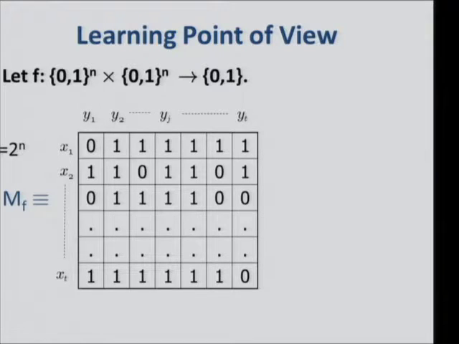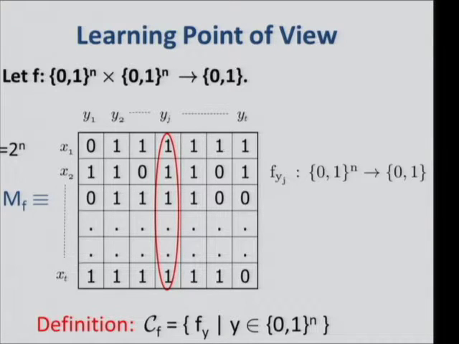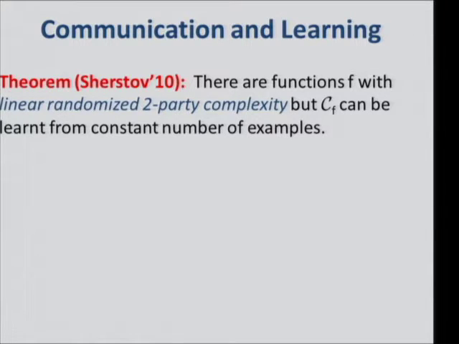Now, how is this relevant for our situation? Now we are given a function in communication complexity F, which is a bipartite function of this form. So this is a 2 to the n by 2 to the n matrix, and that's just the matrix defined by the Boolean function. It's a Boolean matrix. Now pick a row, pick a column. That defines a function on {0,1}^n. And so such a bipartite function obviously induces a concept class. This point of view is very helpful. So the definition is: given a function f, it induces this concept class by just looking at all possible columns of this matrix. Okay. And here's the connection between communication and learning.